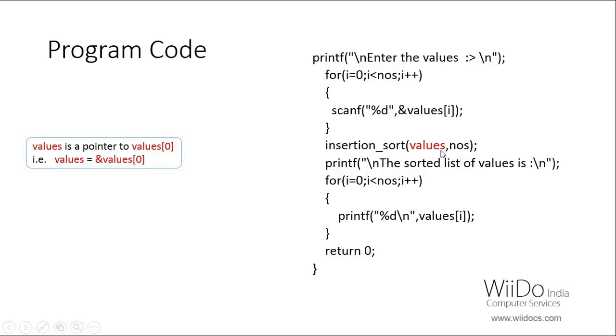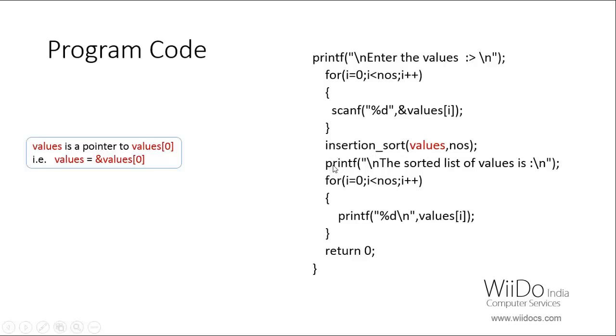These values will point to the first data item of this array values, that is values of 0. So values stores the address of the first data item of this array. It will point to this array. After making this call, the control will jump onto the function and then return here. So after returning, this is just printing the values. As we will be passing a pointer, whatever changes will be made directly into the actual array.